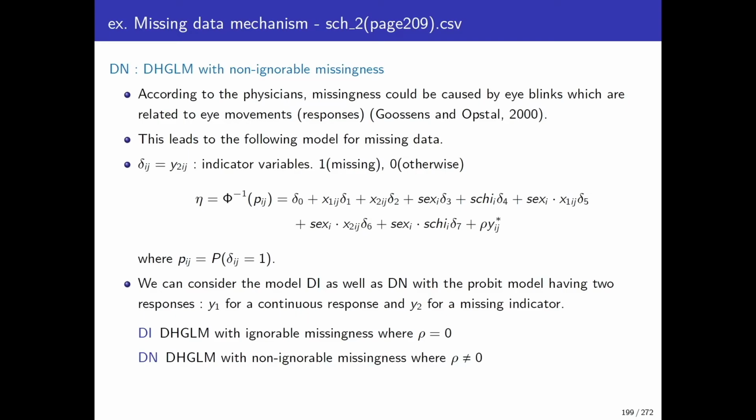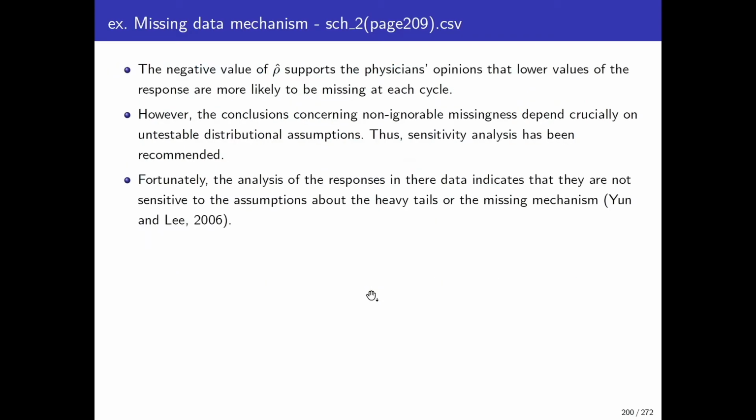This leads to the following model for missing data, with the delta_ij, Y2_ij indicator variables, 1 for missing and 0 otherwise. We can consider the model DI as well as the other, with the probit model having two responses, Y1 for a continuous response and Y2 for a missing indicator. DI, DHGLM with ignorable missingness where rho is 0, and the other, DHGLM with non-ignorable missingness where rho is not 0. The negative value of rho hat supports the second option, that lower values of the response are more likely to be missing at each cycle.